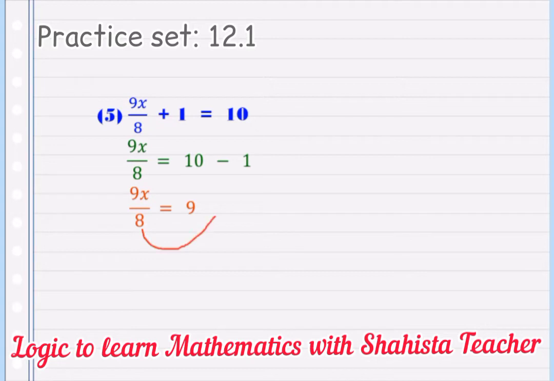As you can see here, there is no number, so that means we have to do cross multiplication. So 8 will multiply by 9. We will do simply cross multiplication. So 9x upon 8, so here 9 multiply by 8, because 8 will cross multiply by 9. So 9x is equal to 8 multiply by 9, that is 72. 9x is equal to 8 9s are 72.